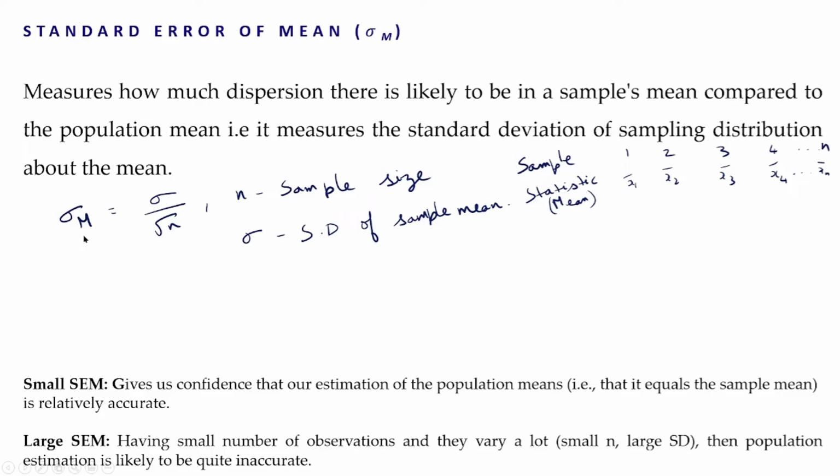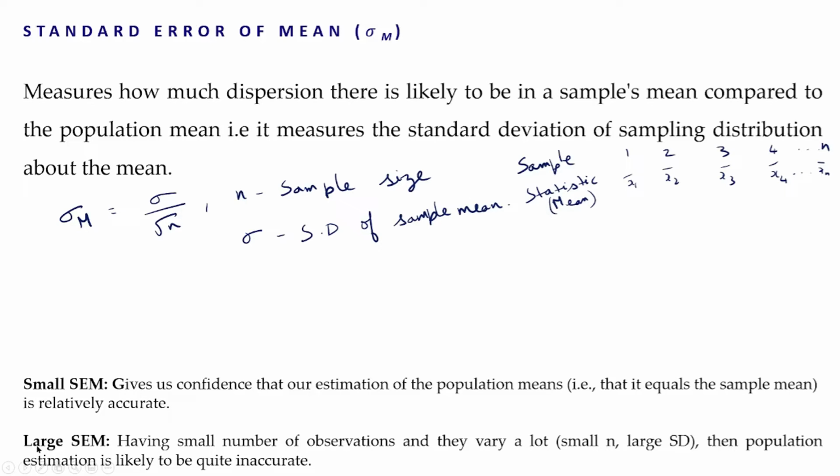Now what is the use of this standard error of mean? If this standard error of mean is very small, it means the standard deviation about the mean is very small. Either sigma is very small or n is very large. As a result, if we have a small standard error of mean, it gives us confidence that our estimation of the population mean is relatively accurate. So we should have a very small value for this sigma m.